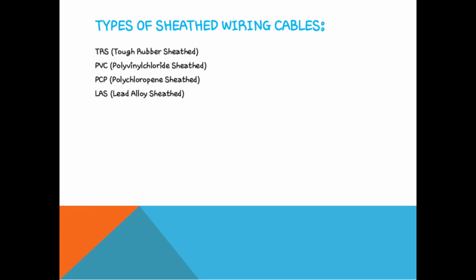One of these types is the TRS, which is the tough rubber sheeted. Then we have another being the PVC, which is the polyvinyl chloride sheeted. Then we have the PCP, which is the polychloroprene sheeted. Then we have the LAS, which is the lead alloy sheeted.